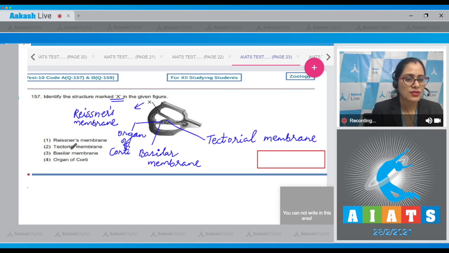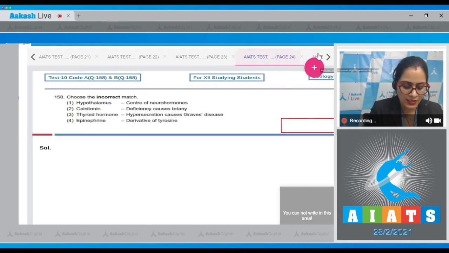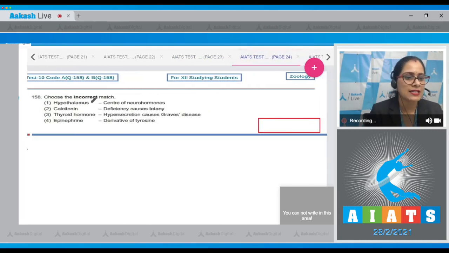So the correct answer to this question is option number 1, Reissner's membrane, whereas option number 2, tectorial membrane, option number 3, basilar membrane, option number 4, organ of Corti are incorrect options. And the correct answer is option number 1. Let's move on to the next question, question number 158.